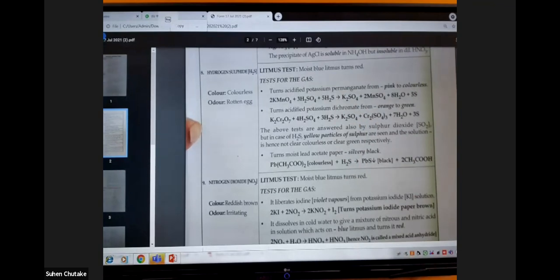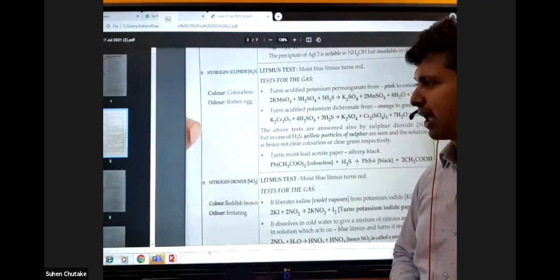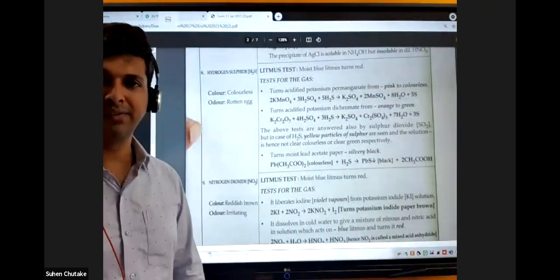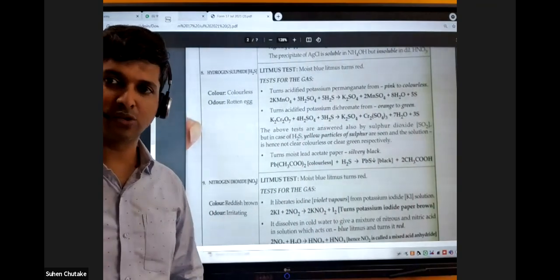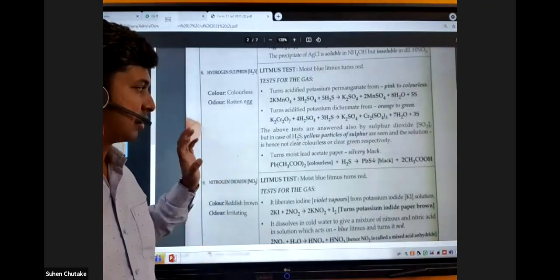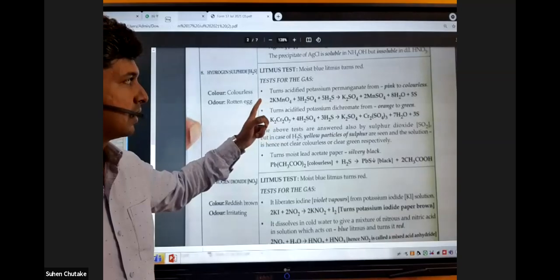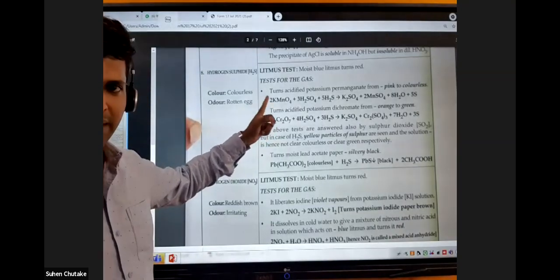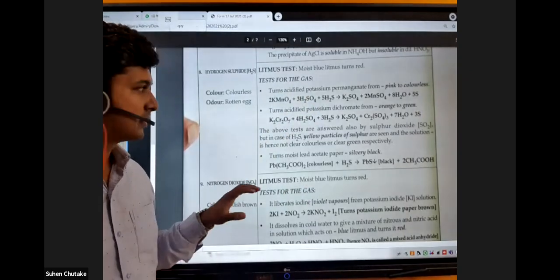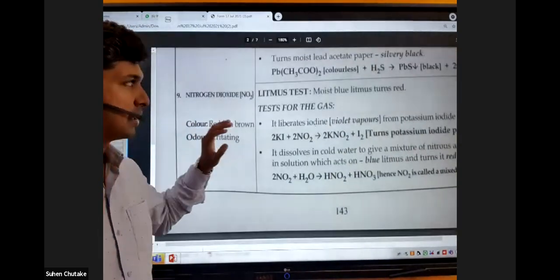Then hydrogen sulfide gas. Hydrogen sulfide has the smell of rotten egg, the easiest smell to identify, and it's not only an identification but also hazardous. You should not allow this H2S gas to be inhaled for a longer time, otherwise it is hazardous. And how do you identify this? It will decolorize the KMnO4 solution. Pink KMnO4 solution will turn colorless. So that's how you identify H2S gas.